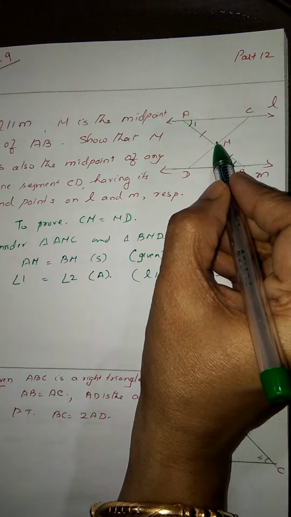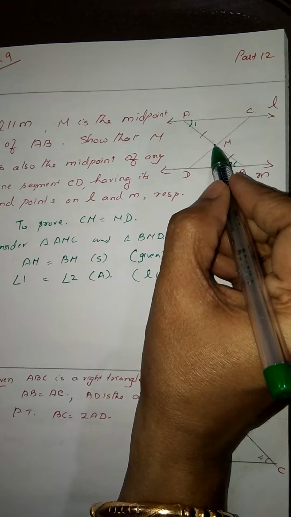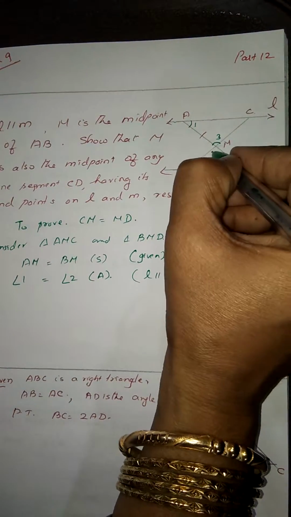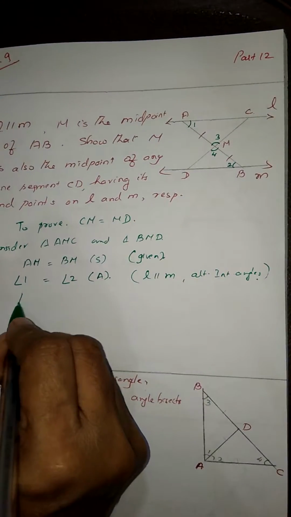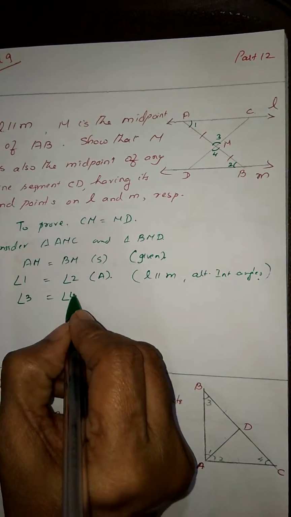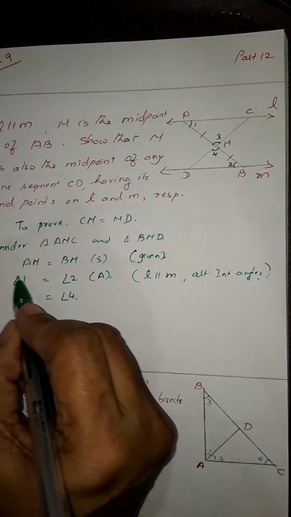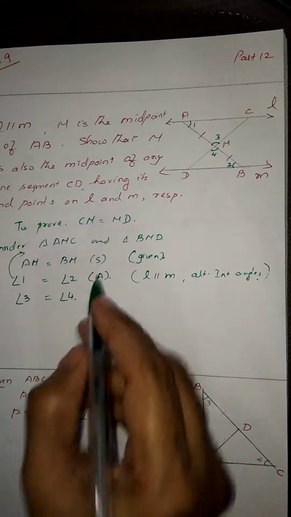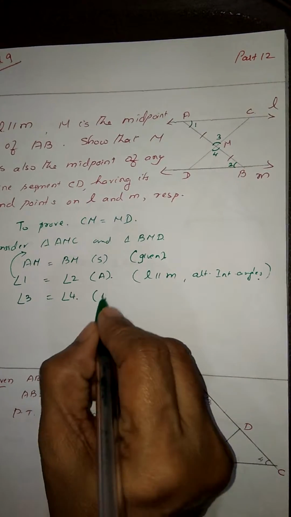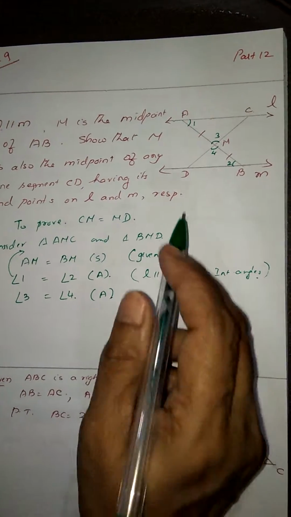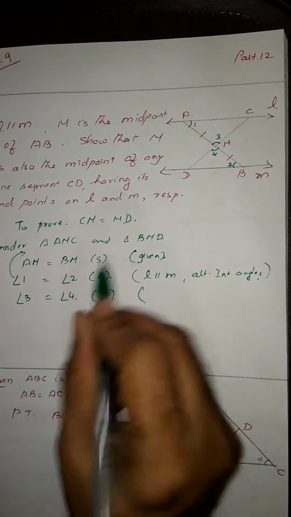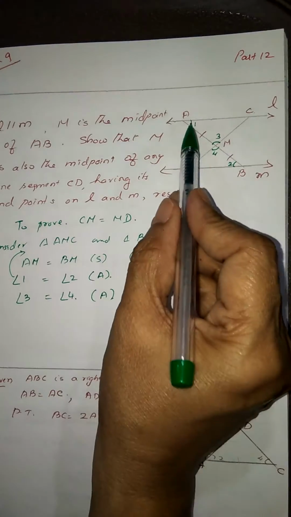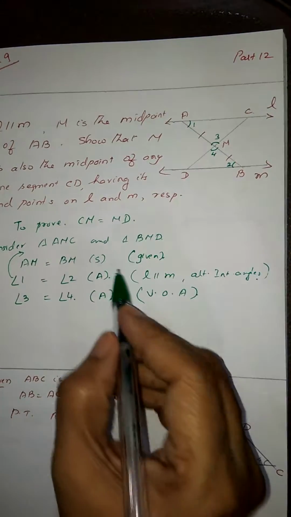Now we have these two angles are equal, vertically opposite angles. So I'll write this as 3 and 4. So angle 3 is equal to angle 4. Okay, I should have written this here first and then this. So angle 3 equal to angle 4, vertically opposite angles.